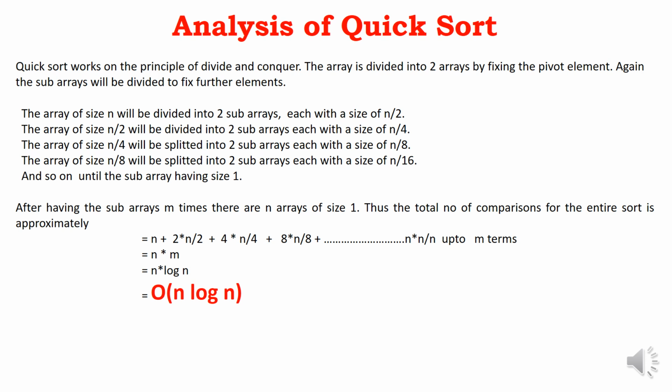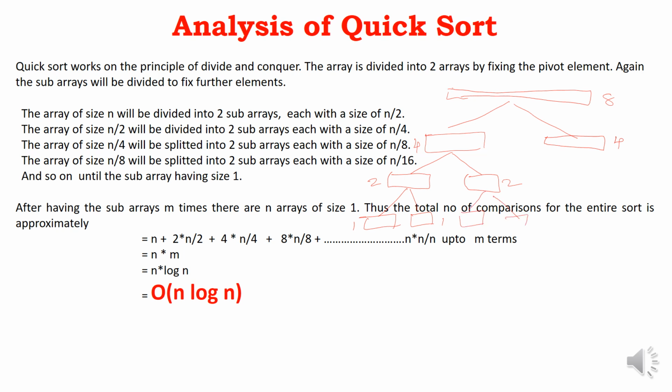For example, if we consider an array consisting of 8 elements, it is divided into two subarrays where the first array may contain 4 elements, and the second array also contains 4 elements. Again, there is a possibility of dividing this left array into two subarrays, that is 2 elements and 2 elements. Again, this subarray is divided into one element and one element. Here also, this subarray is divided into one element and one element.